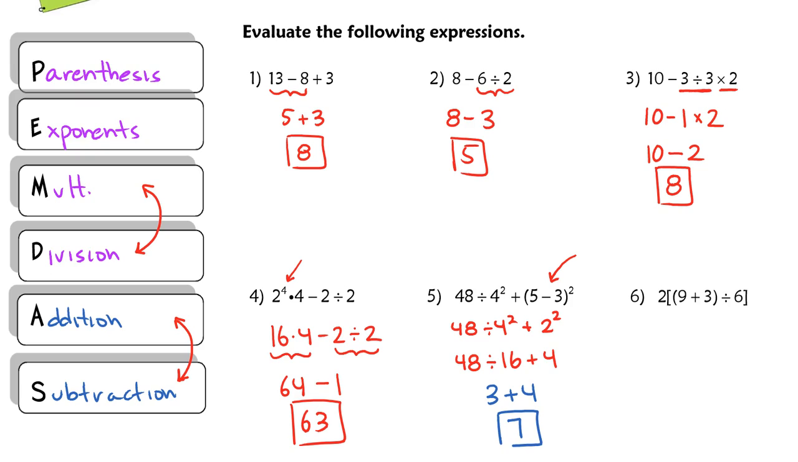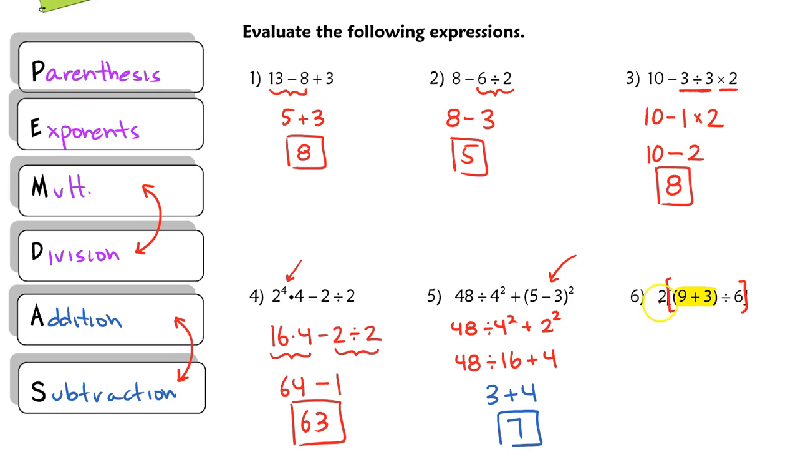Now on number 6, we see 2 different sets of grouping symbols here. We've got brackets and we've got parentheses. So don't get confused when you see brackets. They really are just a different way of writing parentheses. Every time we see more than one grouping symbol, we're going to start with the innermost grouping symbol. So what I mean by that is you've got brackets on the outside, and on the inside of those brackets you've got a set of parentheses that group together the 9 plus 3. So that's where you're going to start. You're going to start with the 9 plus 3 first, and then go to the next parentheses.